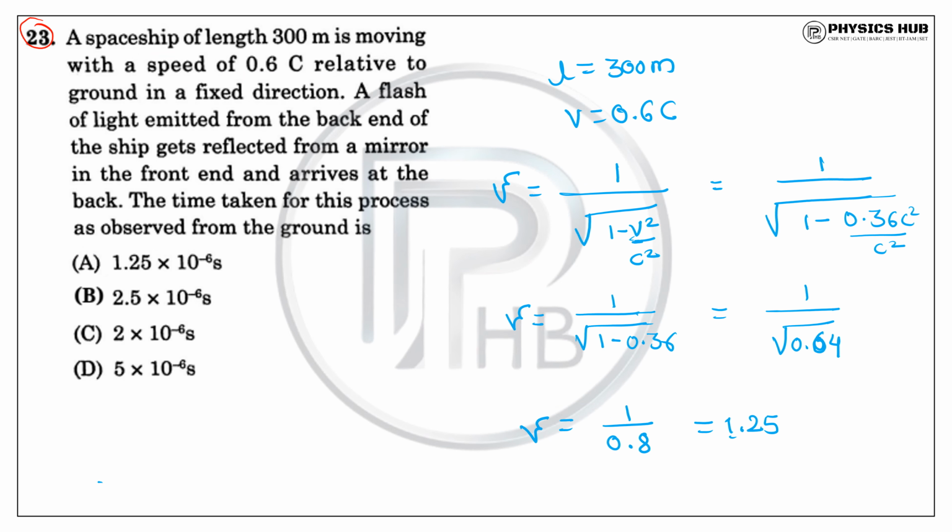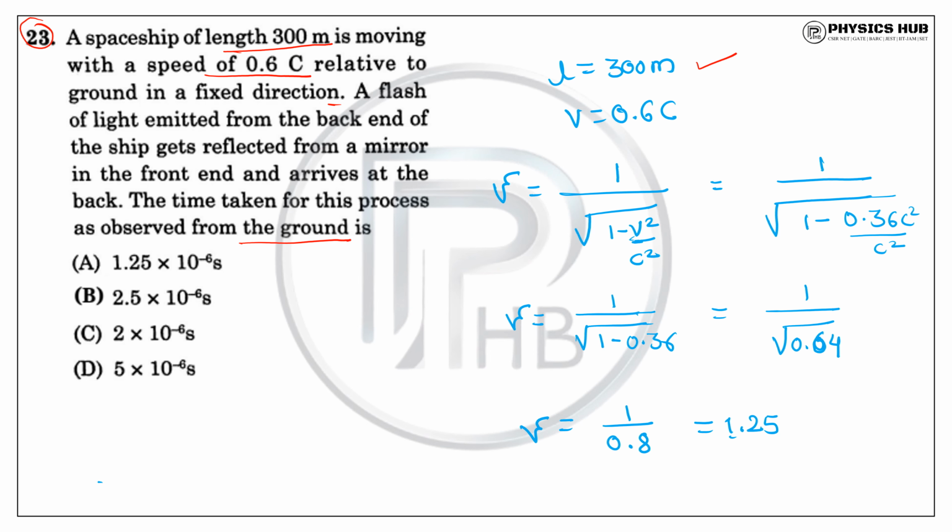Next question, a spaceship of length 300 meter is moving with a speed 0.6 c relative to ground in a fixed direction. A flash of light emitted from the back end of the ship gets reflected from the mirror in the front end and arrives at the back. The time taken for this process as observed from the ground is?